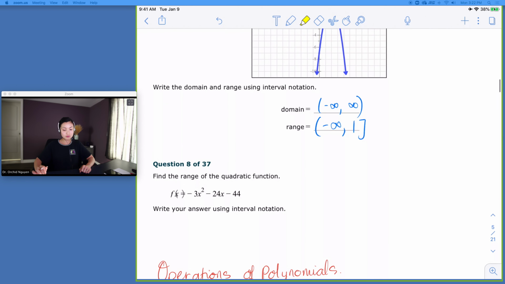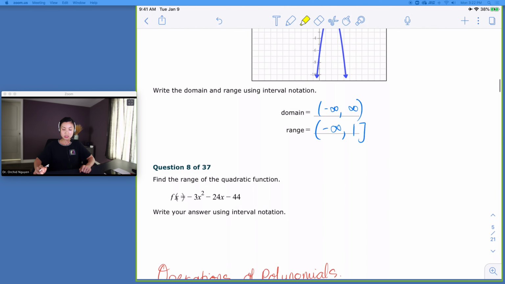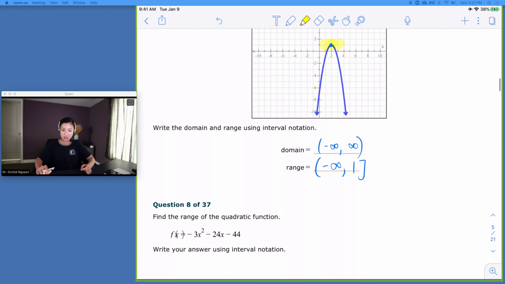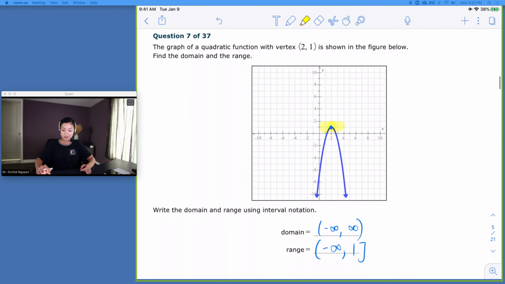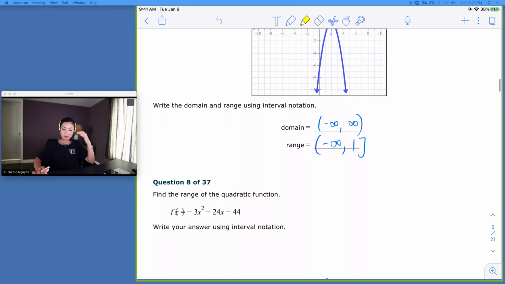They're asking you for the range of the quadratic equation. You pretty much just find the vertex. Based on the vertex, you can figure out the range. You see that for number 7, the vertex is (2, 1), so the range stops at 1. Okay, so I'm going to find a vertex.